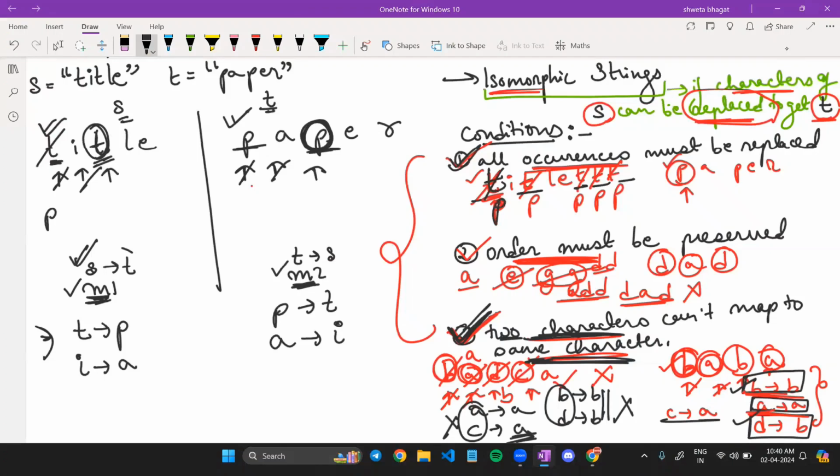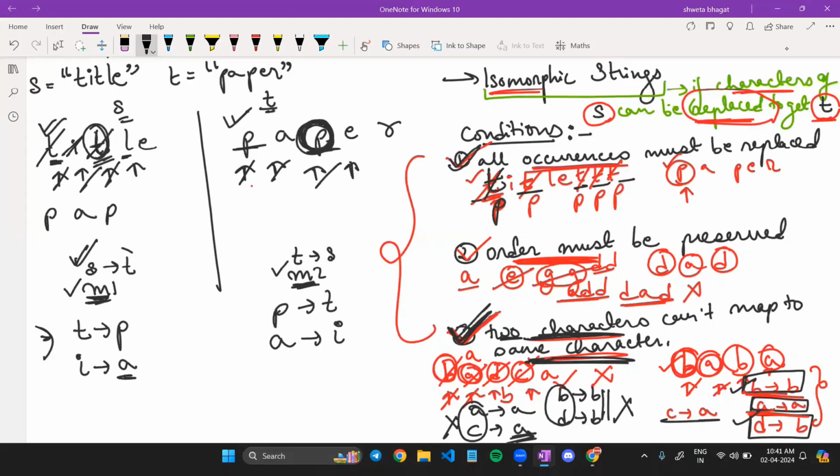So we will check, is this P? Here it is P, and corresponding to this T is P only. So we'll replace this T with a P. Additionally, what we did over here, we replaced this I with A, correct? We replaced I with A. Fine. Now we'll move forward. So we are present over here.